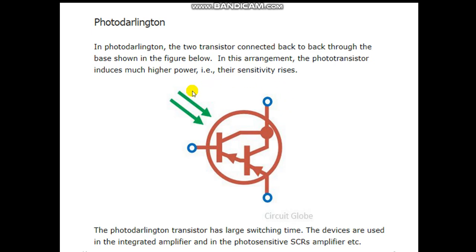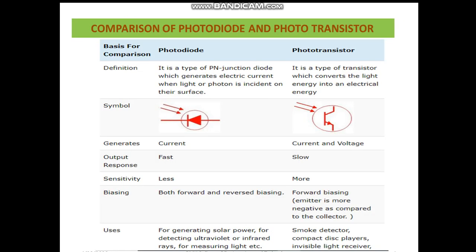And what is the drawback of this photo-Darlington pair? As with a normal Darlington, here also the switching speed is very low, because the signal has to pass over two transistors connected back to back. But what is the use of this? These types of photo-Darlington are widely used in IC format amplifiers as well as photosensitive silicon controlled rectifier, that is, SCR amplifiers. Because of these reasons, we use the photo-Darlington pair. And what is the basic comparison of photodiode and phototransistors?